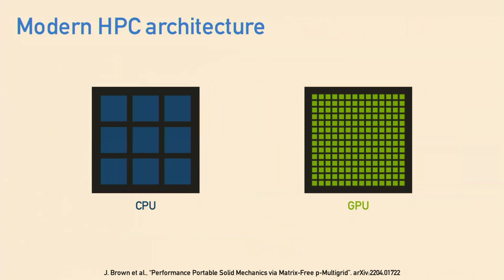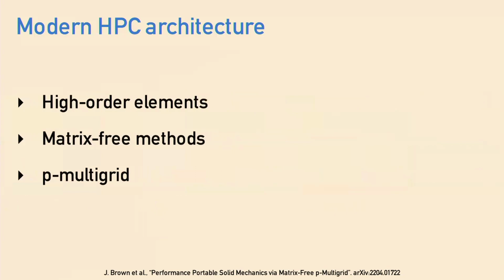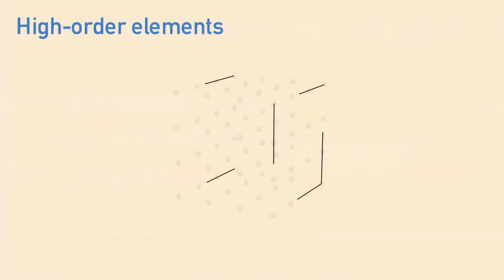And the problem is that a lot of codes, low-order matrix-based codes, rely on operations that don't suit this architecture well. And so one thing we've been doing in FEniCSx is to implement some algorithms that do. I should say at this point, I'm pretty new to this. I've only been working on this for a couple of months, and most of the work that exists already has been done by Igor and Chris. And there's three key components to this: high-order elements, matrix-free methods, and p-multigrid. Okay, so let's start with high-order elements.